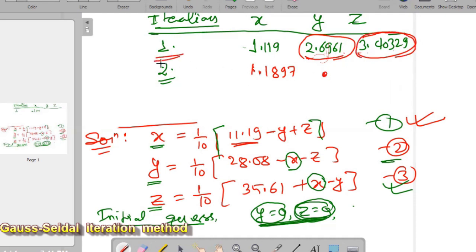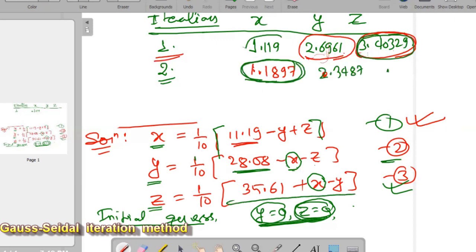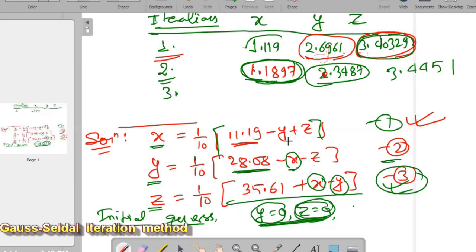Similarly, to find the value of y in the second iteration, we use the value of z from the first iteration and the value of x from the second iteration. From the third equation, using the values of x and y in the second iteration, this is the value of x in the second iteration and the value of y in the second iteration. We find z equals 3.4451.